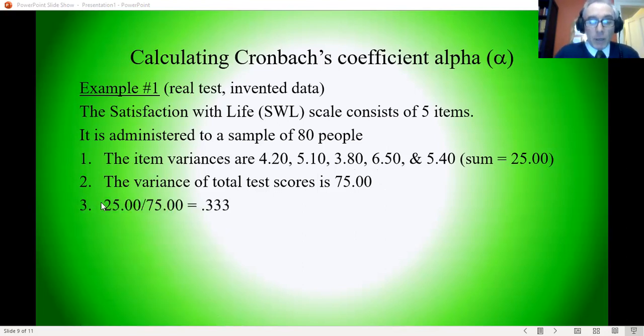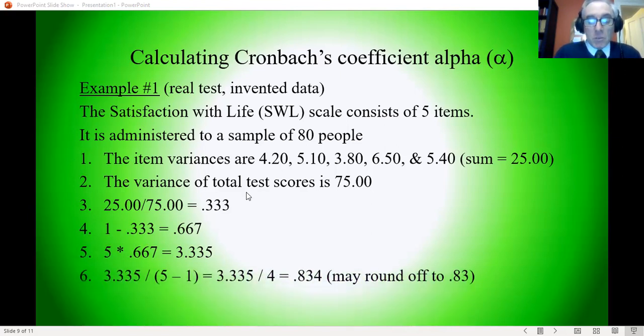So we divide 25 by 75 and we get 0.333. Go as far as you want with that. 3 places to the right of the decimal is probably plenty. We subtract that from 1 and we get 0.667. Multiply that times 5 because we had 5 items, and we have 3.335. Divide that by 4, 5 minus 1 being 4, and we get 0.834, which, at that stage, we may as well round to 2 places. So we would say the reliability is alpha equals 0.83.